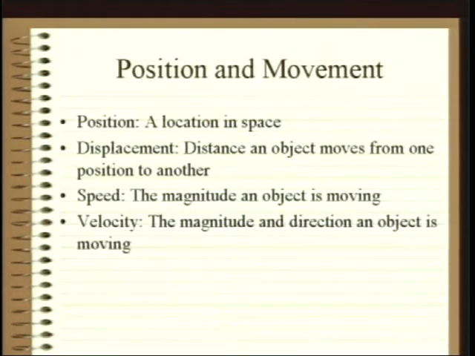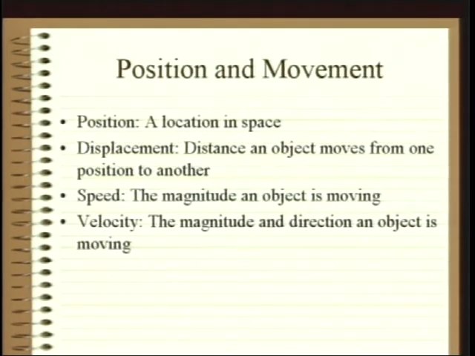Next, we're going to look at several important definitions. And we'll start with position. A position is a location in space, such as using longitude and latitude lines to describe where a location is. So you have to have some type of coordinate system, and the position will be a point on that coordinate system. Displacement is the distance an object moves from one position to another.